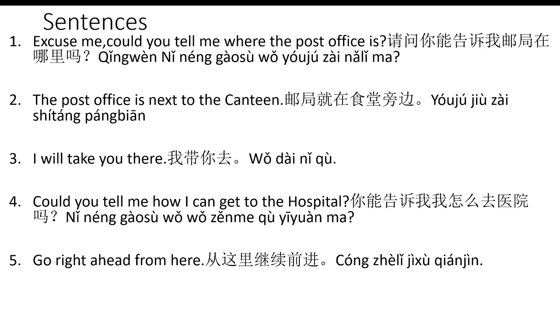Sentence one. Excuse me, could you tell me where the post office is? Qing Wen, Ni Neng Gao Su Wo You Ju Zai Na Li Ma. Qing Wen is excuse me, Ni Neng is can you, Gao Su is tell me, Wo is me or I, You Ju is post office. Zai Na Li is where is it, and the Ma is a question word.